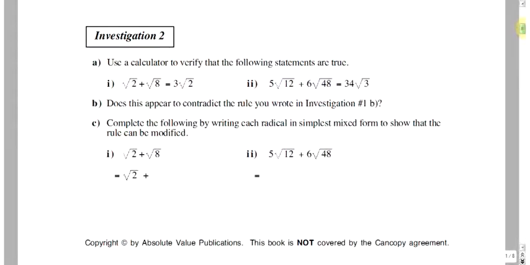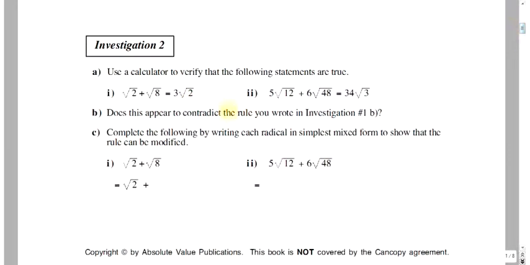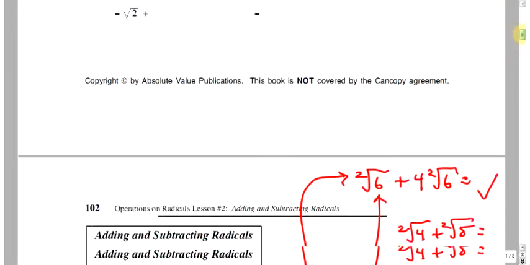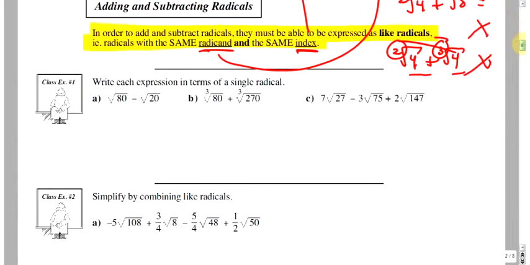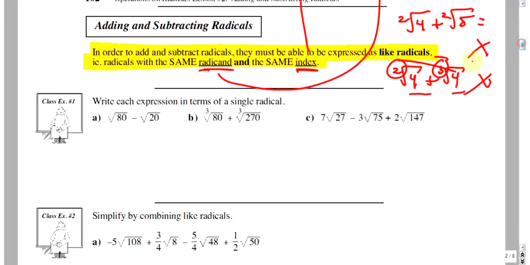Okay, so I'm not going to verify that these work. It tells us they do. Let's just skip down and get some concrete examples, knowing our new rule. Write each expression in terms of a single radical. This is where we first teach you how to simplify these things. Now we're going to throw a couple of them and add them together, if we can.